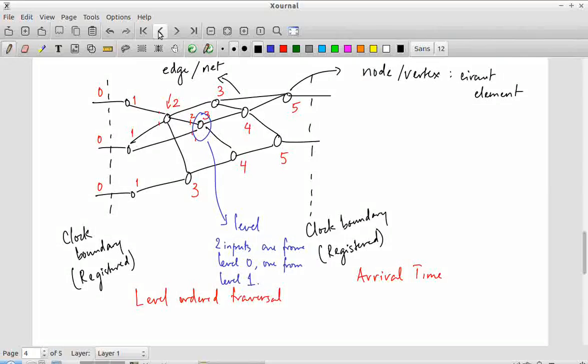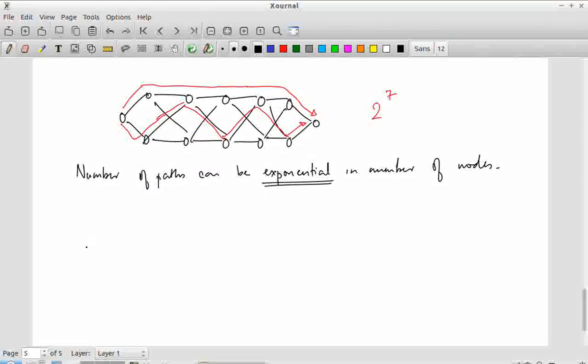Okay? The only remaining question is this level ordering. Can I do this easily? Okay. And it turns out there are fairly simple algorithms in graph theory which allow you to do something like this. Okay. So how do I put the nodes in an order such that always the ones with the higher levels are guaranteed to be later on than the ones that are of lower levels. That's a fairly straightforward algorithm. Okay? So this entire approach is what is known as static timing analysis.